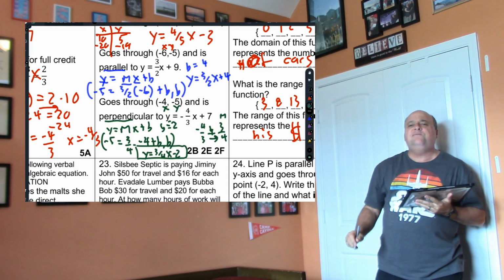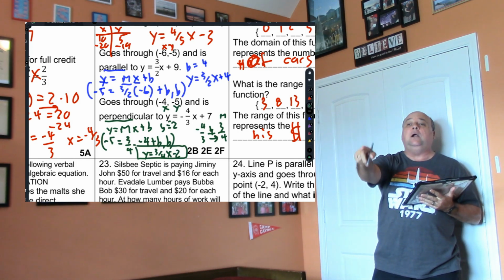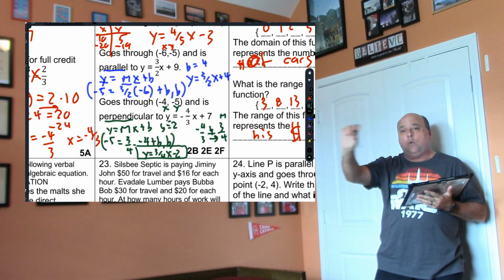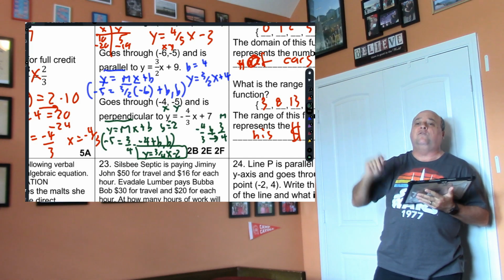Make sure, parallel, the slope will not change. Perpendicular, flip, flip. Put it in y equals mx plus b and solve for b.